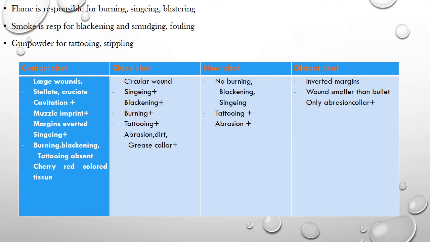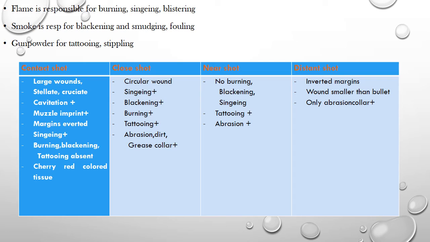The heat or flame which comes along with the bullet is responsible for burning, singeing and blistering, and the smoke which comes along with bullet is responsible for blackening, smudging and fouling. The gunpowder is responsible for tattooing and stippling, but these features are observed in case of close shot or near shot. They cannot be seen in case of distant shot because in distant shot these things like smoke or gunpowder will be dispersed in air itself.